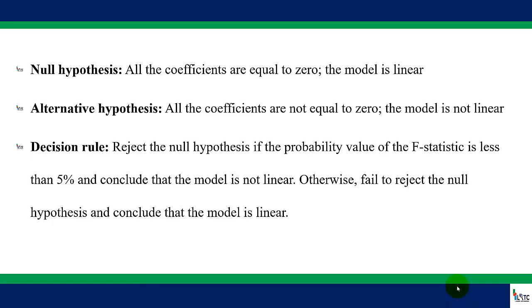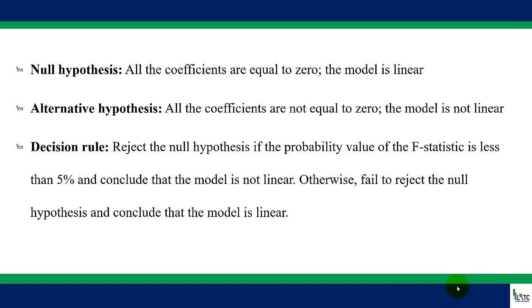Now let us take a look at the null hypothesis, the alternate hypothesis, as well as the decision rule of this particular test. The null hypothesis states that all the coefficients are equal to zero. That is, the model is linear. While the alternate hypothesis states that the model is not linear.